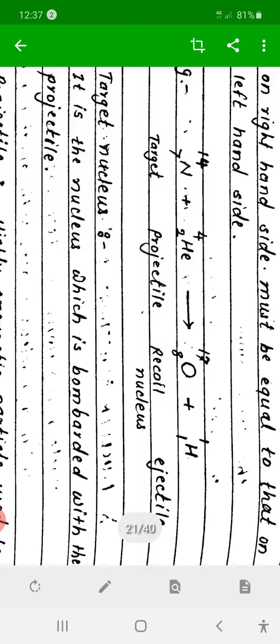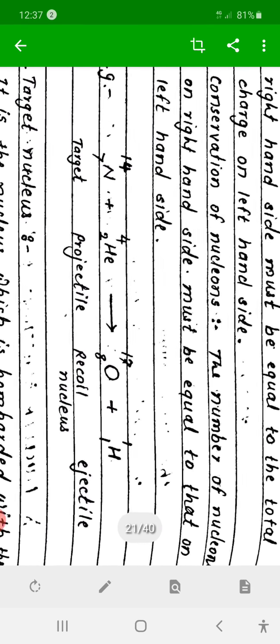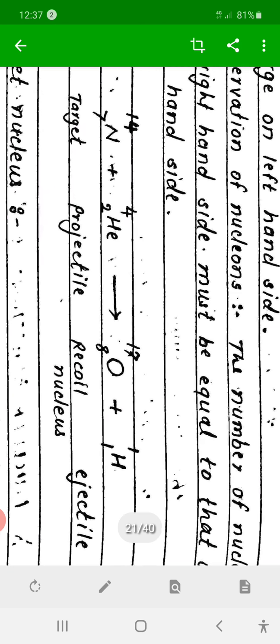In this reaction, the two laws are strictly obeyed, that is, charge and nucleons on both sides are the same. See here, charge for nitrogen is 7 and helium 2. At the reactant side, 7 plus 2, 9. And at the product side, charge 8 plus 1, 9. Means 9, 9 is the same.